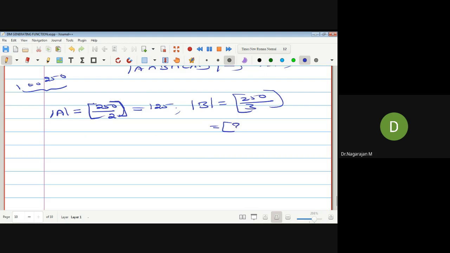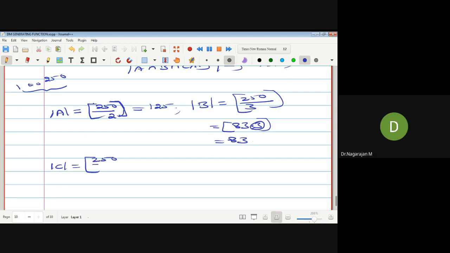Any idea? What is the value? 83.3. Therefore, what is the result? We are eliminating the decimal part. Therefore, the end result is 83. Is that correct? Any doubt regarding this one? No, sir. Thank you, ma'am.